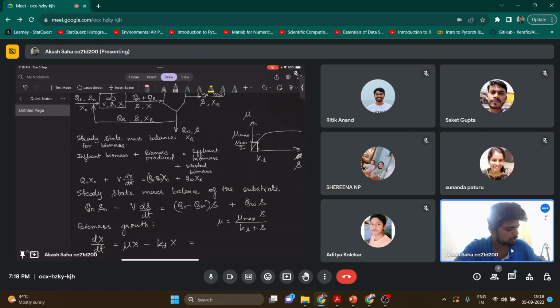So we will put this all in the equation. It will become mu max S into X divided by Ks plus S, and then minus Kd X. Okay. Is there any problem with this? Please let me know. I will explain.